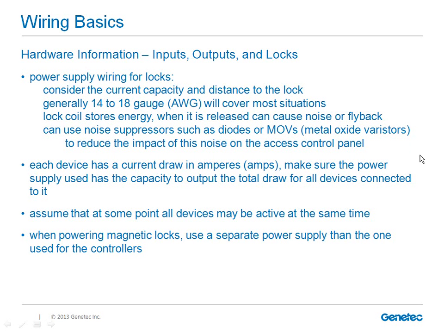Now the lock coil stores energy to stay active or to unlock, and when it's released, it can cause problems on the access control panel. This noise or flyback can be suppressed or filtered using diodes or MOVs, which are metal oxide varistors.